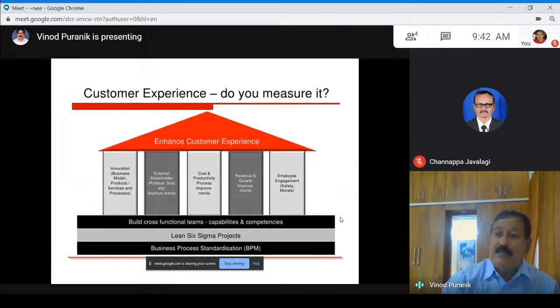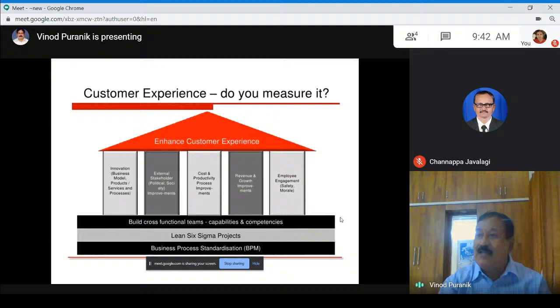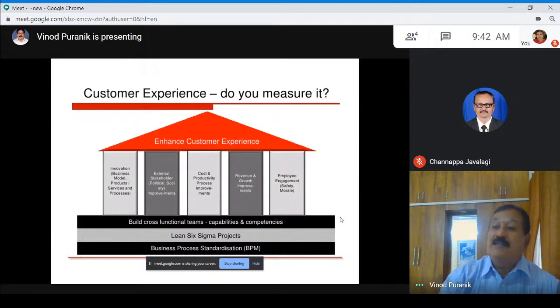Next, I want to see the customer experience. Do you measure it? That's very, very important. So you have to analyze the customer. The customer is very, very important for us. We have to analyze the customer service. First you have to define the customer service. We all know that in Sigma we have to determine what the problem is and what we want to achieve. That's very important. We should have a clear goal with us.